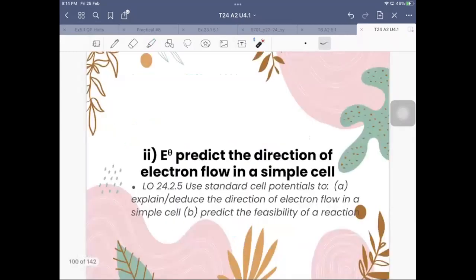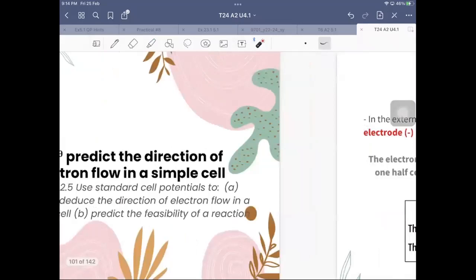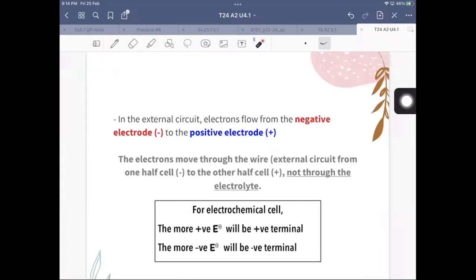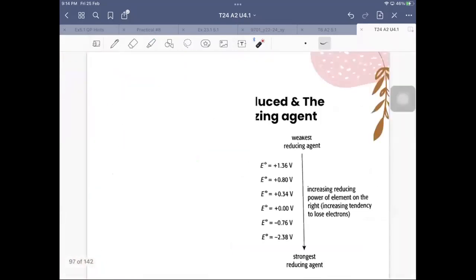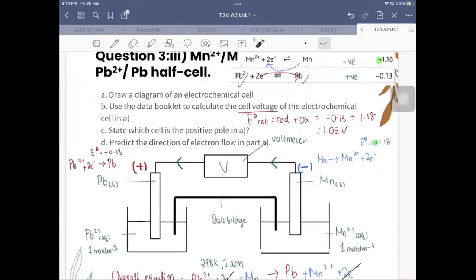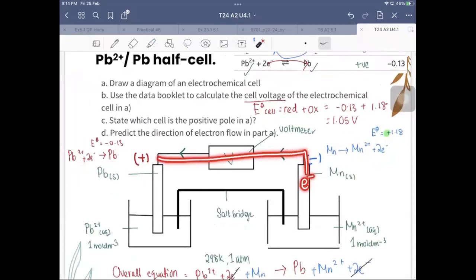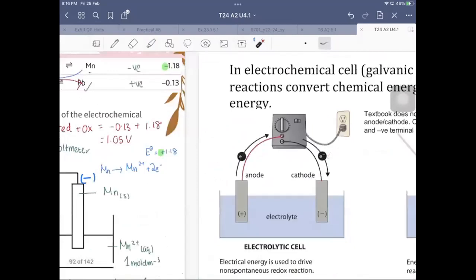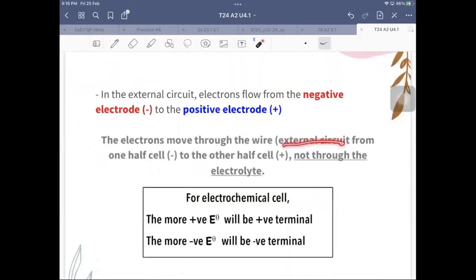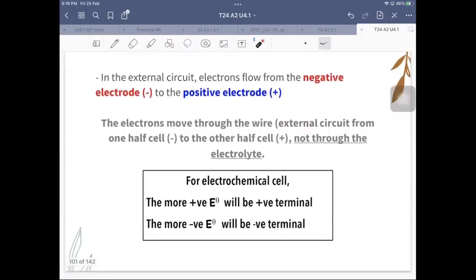Okay, the second one, the E0 values can also predict the direction of electron flow in a simple cell. So this is something that we've already done. Electrons will flow from the negative electrode to the positive electrode. Please bear in mind that the electrons only move through the wire. So that's why we call it the external circuit, not through the electrolyte, not through the solution, okay? So let me just refer to the diagram here. Electrons will travel through this wire and into the electrode. You do not have electrons traveling via the salt bridge or whatsoever. So that's what it means by external circuit. Here it only travels in the external circuit from one half cell to the other half cell. So this is just a recap of what you already know.